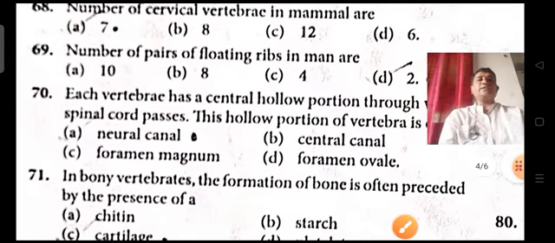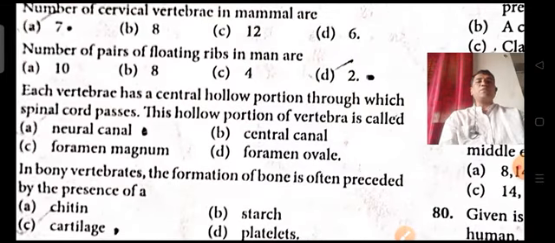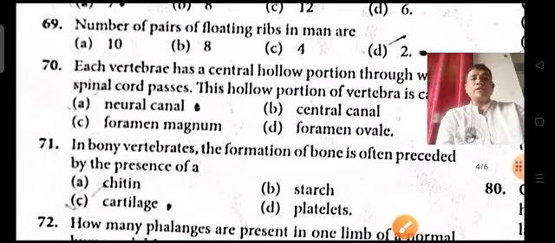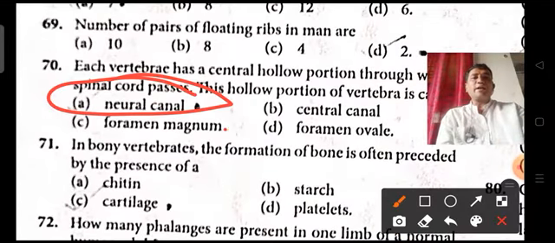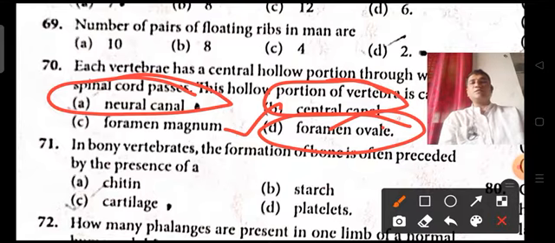Next, each vertebra has a central hollow portion through which the spinal cord passes. This hollow portion of the vertebra is called the neural canal. Foramen magnum and foramen ovale are parts of the brain, and the central canal connects the different lobes of the brain. So your answer for this is neural canal.